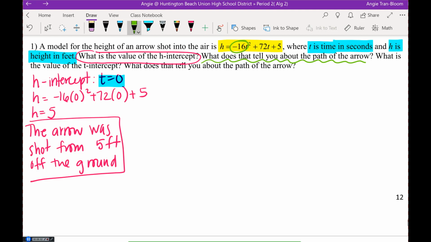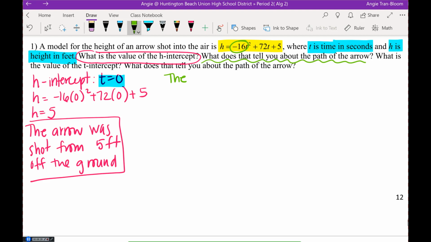A negative A value means, how does the parabola open? Opens up or opens down? Opens downward, okay? So what's happening is, we're going to start at 5, it opens downward, so that means it's going to go up, and then eventually it will come back down, okay? So how would you answer that question? What does that tell you about the path of the arrow? The path of the arrow is, how does it go?